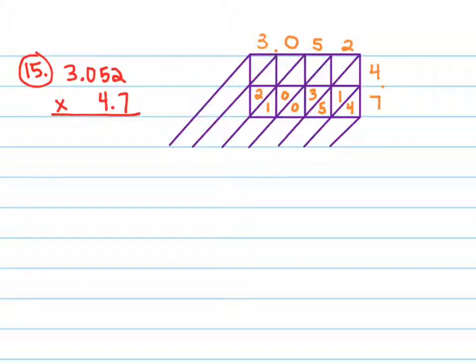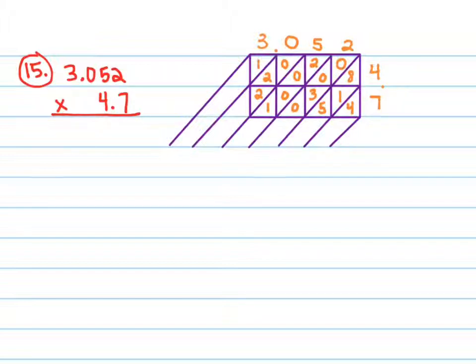Now that I've finished the bottom, I'm going to go to the top, and I have 4. So 4 times 2 is 8, so I put 8 there and a 0 on top because there's nothing in the tens place. Then I go 5 times 4, which is 20, and I'm going to put the 0 on the bottom and the 2 on the top. 4 times 0 is 0. 3 times 4 is 12. 2 on bottom, 1 on top.